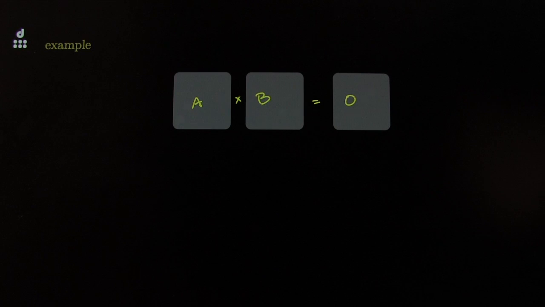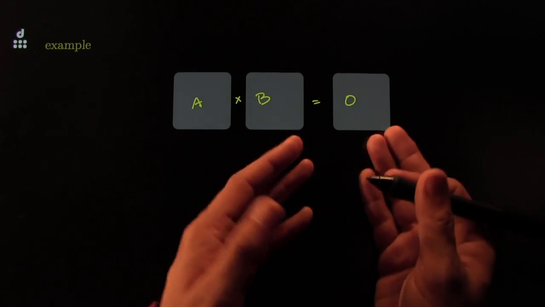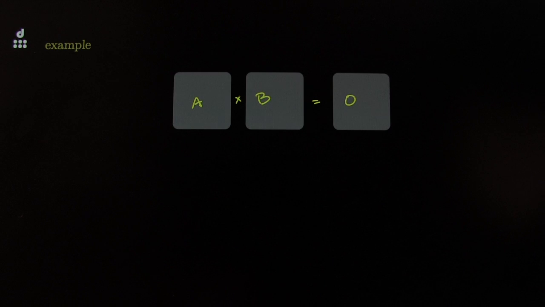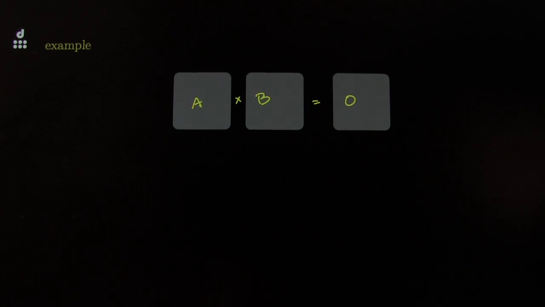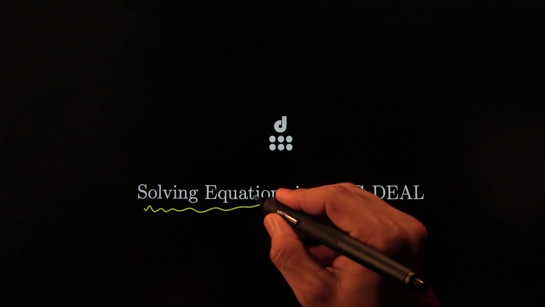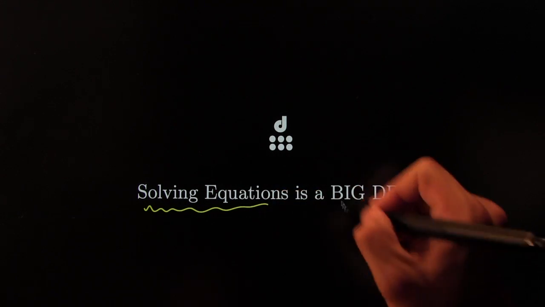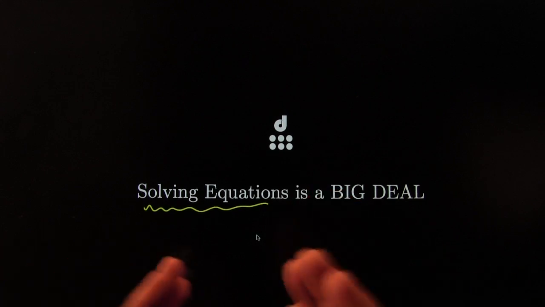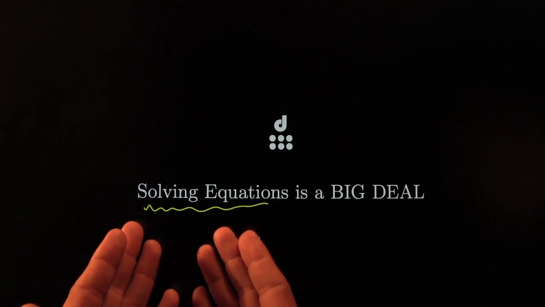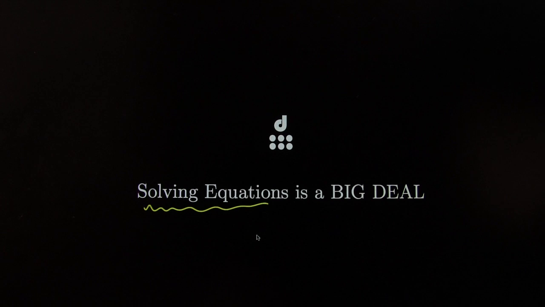Alright, so that's the zero factor theorem. If something times something is equal to 0, then one or the other has to be 0. Now we have to explain why that's a huge deal for our class. It goes like this: solving equations is a big topic in any class. So it turns out that there's a deep connection between solving equations and the zero factor theorem.